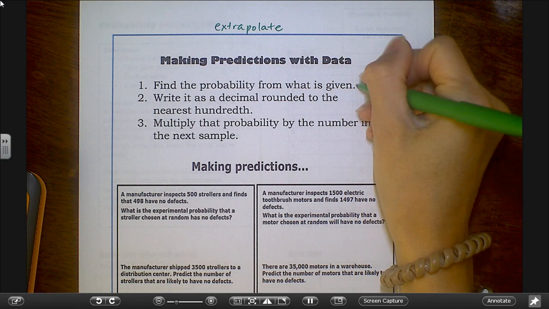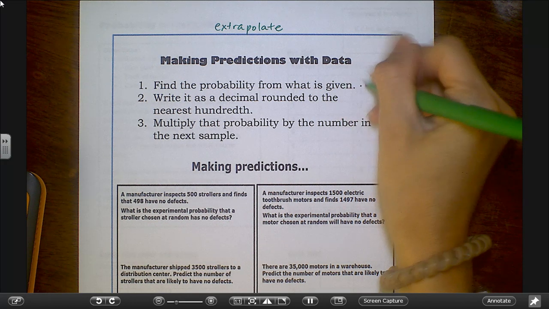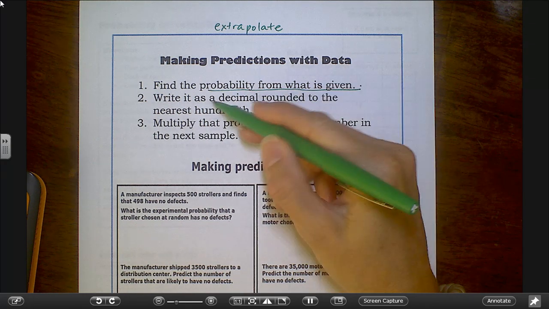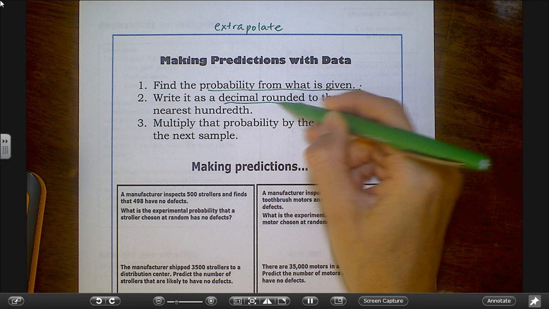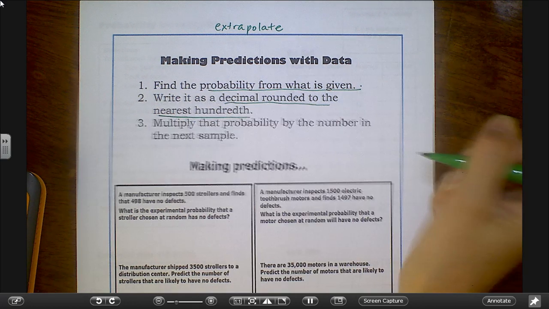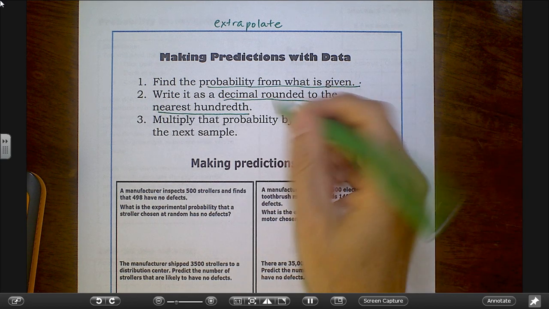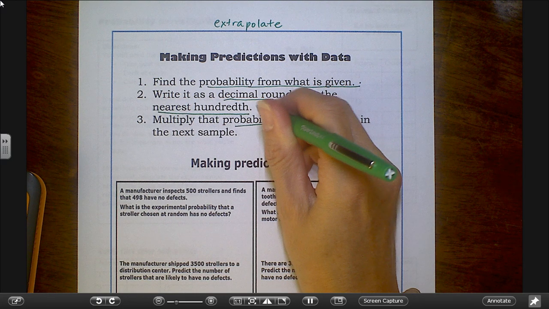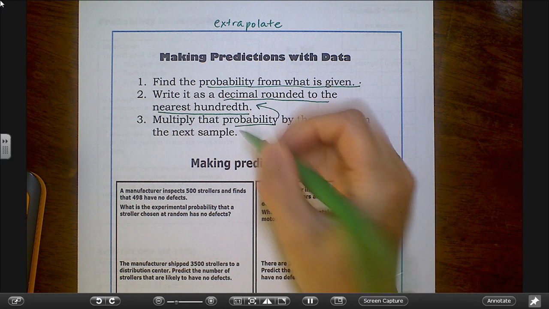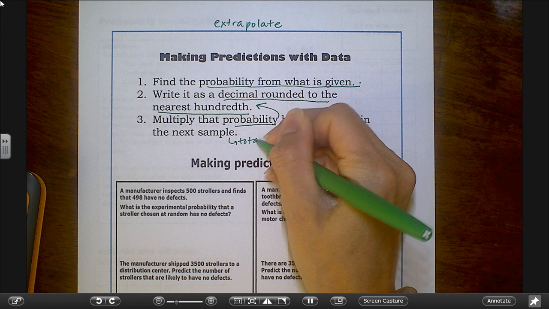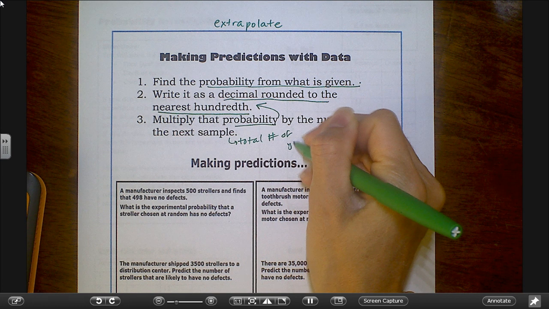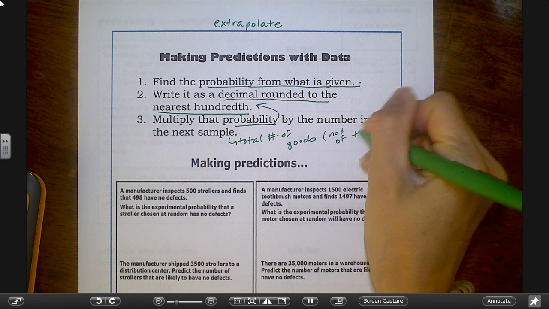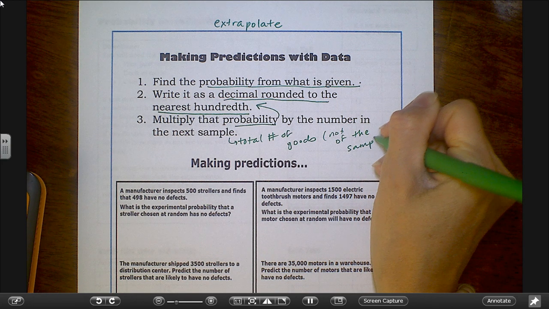First, you find the probability from what's given to you. So this will always be like a possibility for you to do. And then you take that, you write it as a decimal rounded to the nearest hundredth. And then you multiply that probability by the number in the next sample. And usually that's like the total number of goods, and not of the sample, right? So it'll make more sense when we do a problem like this.